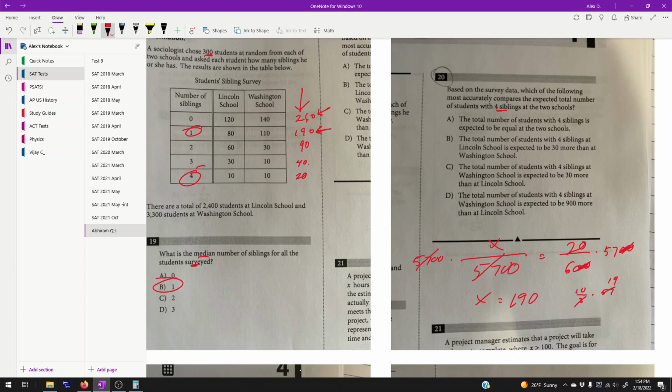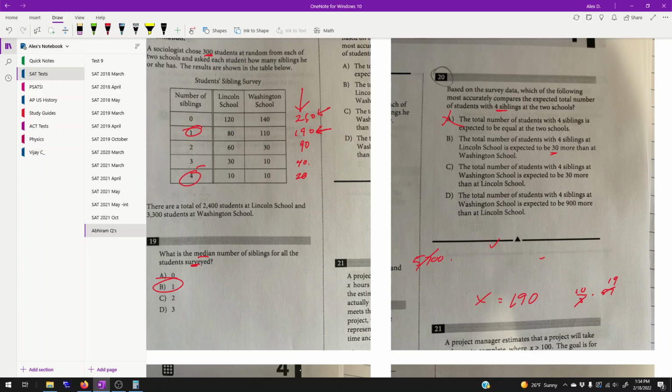The total number of students with 4 siblings is expected to be equal at the 2 schools. No, that's not true because they don't have equal student bodies. The proportions are not equal. 4 siblings is expected to be 30 more than at Washington School. Perhaps.